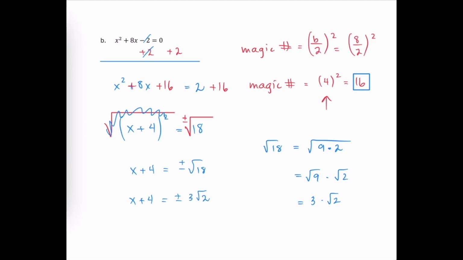And the last thing that we need to do is to subtract 4 from both sides. Since 4 and 3 rad 2's are not like terms, we can't combine them, so we just write down both quantities. We have negative 4 plus or minus 3 square roots of 2. And these are the values of x that would plug into the original equation to make a true statement.